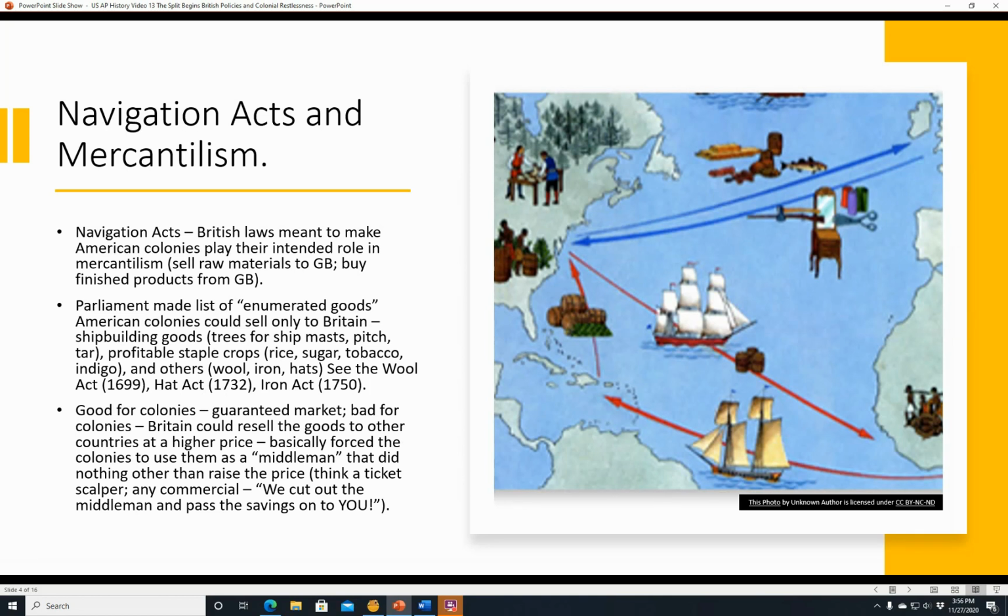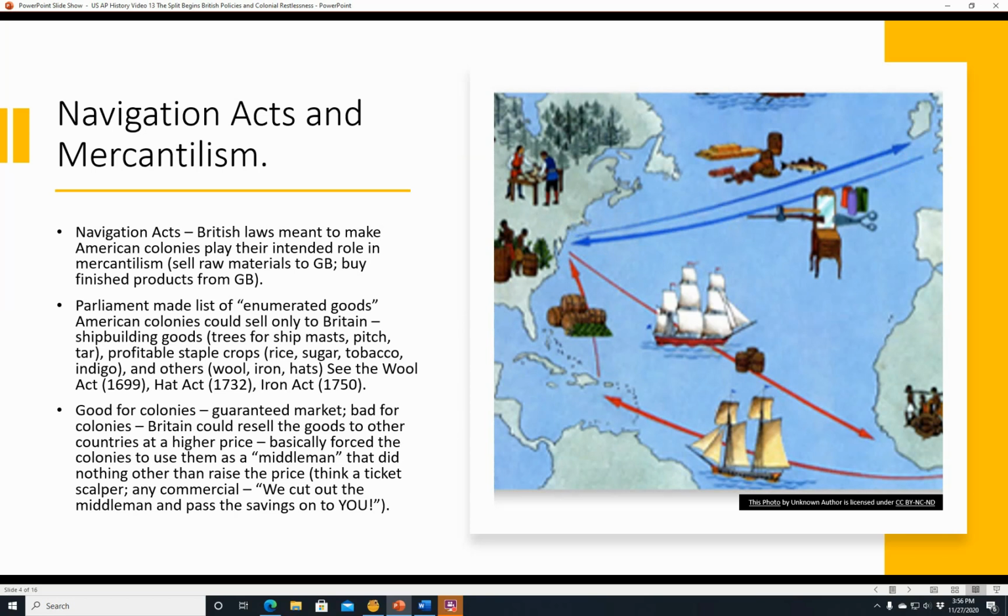Navigation Acts and Mercantilism. The Navigation Acts were British laws that were meant to make American colonies play their intended role in mercantilism, which is the American colonies would sell raw materials to Great Britain, and they would buy their finished goods. So you can see here we have the raw materials going to Great Britain and the finished materials coming to the United States. Well, obviously not the United States back then, but the American colonies.